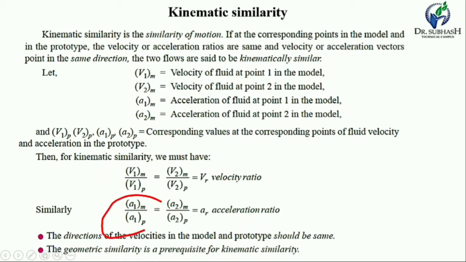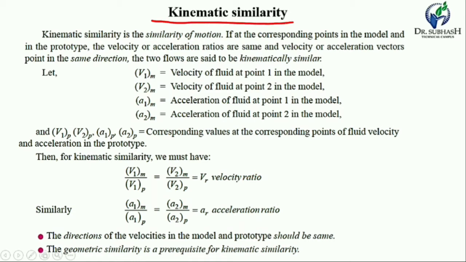Similarly, for acceleration at point 1, the ratio of acceleration at point 1 for model to prototype, and the ratio of acceleration at point 2 for model to prototype, is the same or constant. Then the two flows in model and prototype are called kinematically similar.